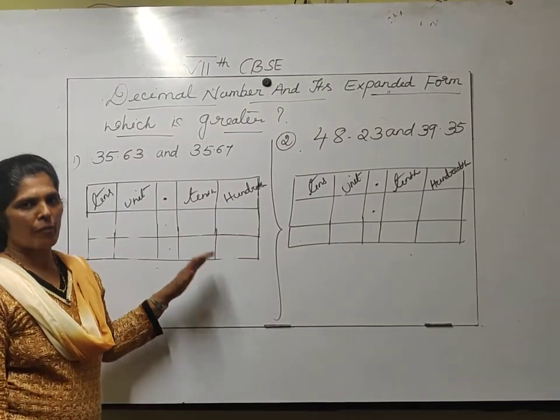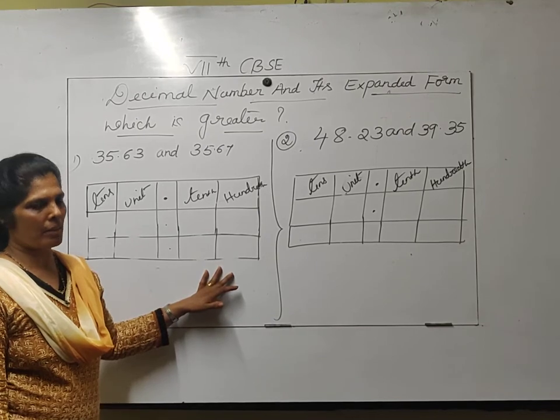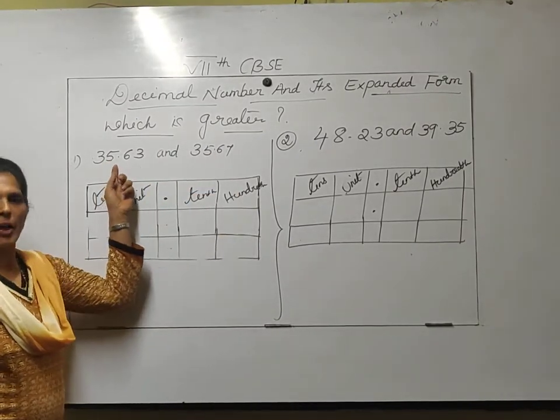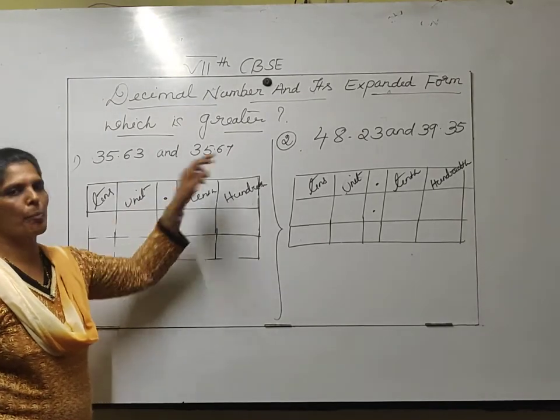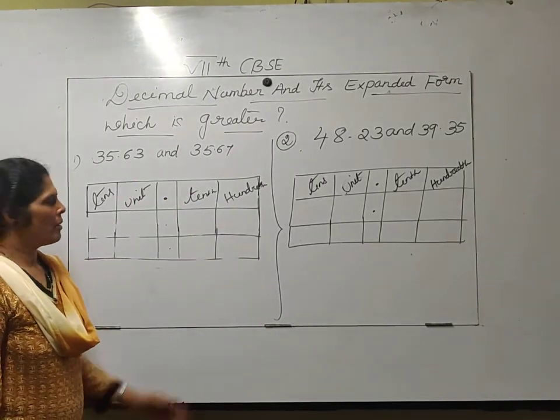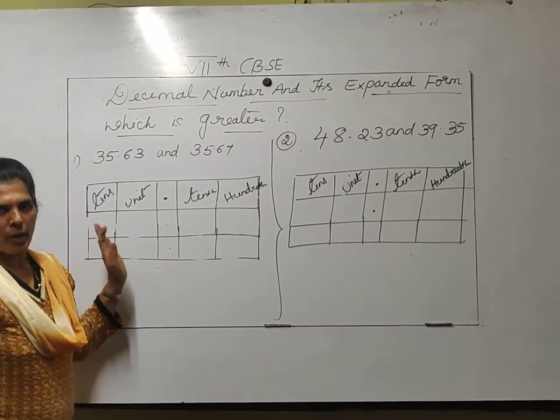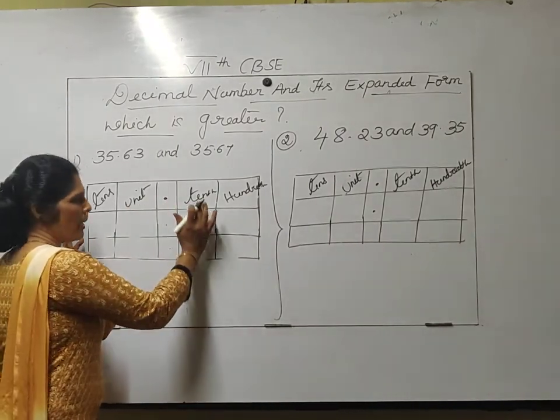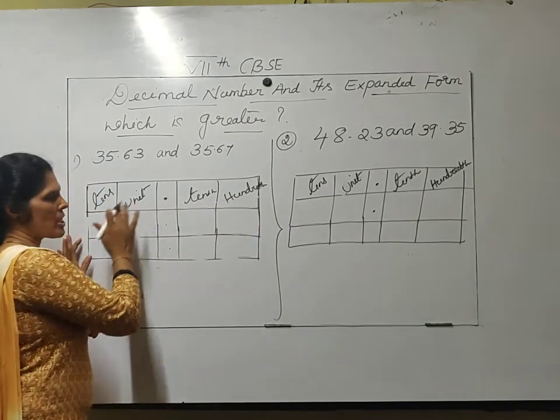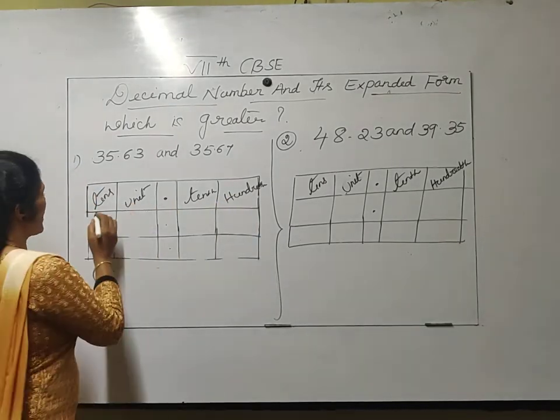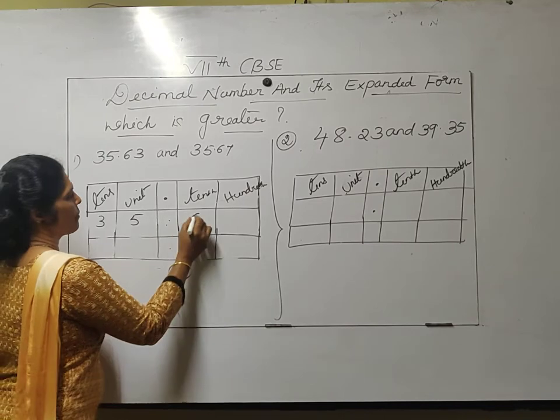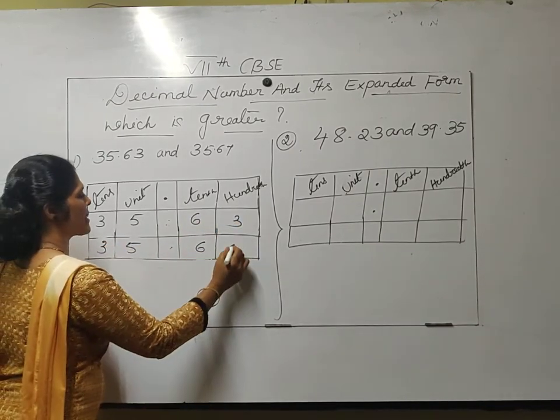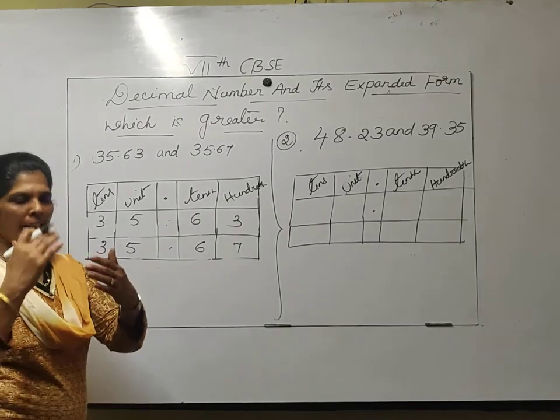Here, now we will find out which number is greater. Here two numbers are given. Okay, that is 35.63 and 35.67. First we have to make one column. Okay, that is after decimal 10th place and 100th place, before decimal unit and tens. Then you go and write the numbers. This is 35.67. Then compare the digits.